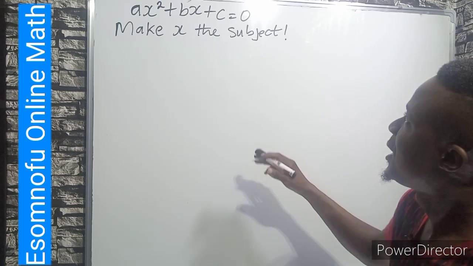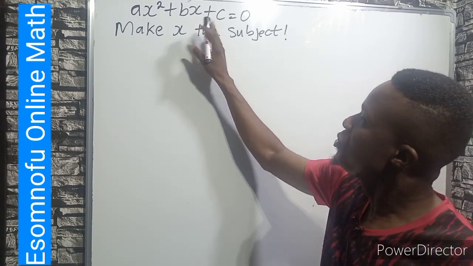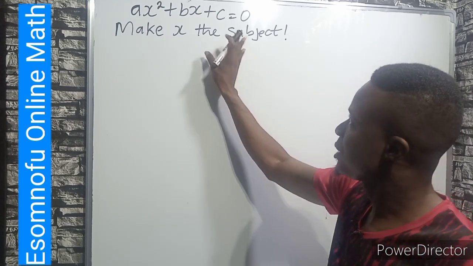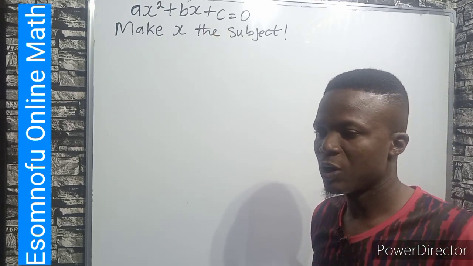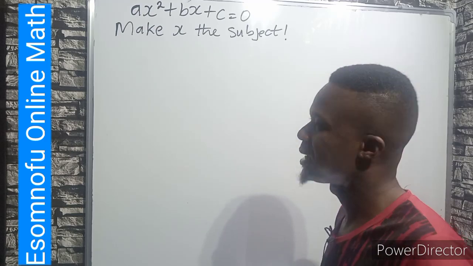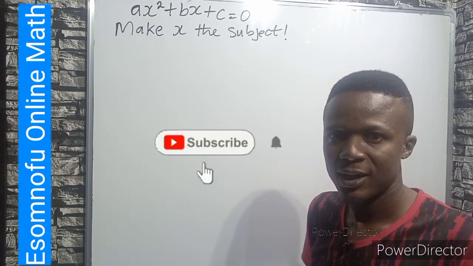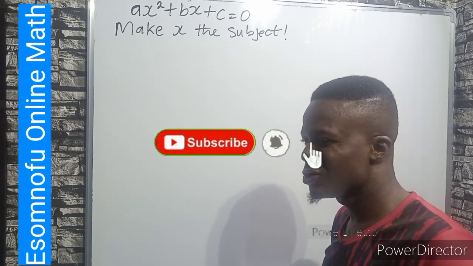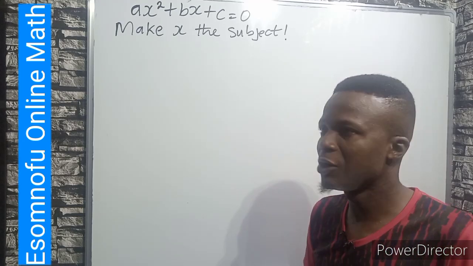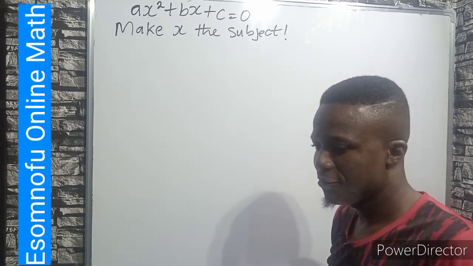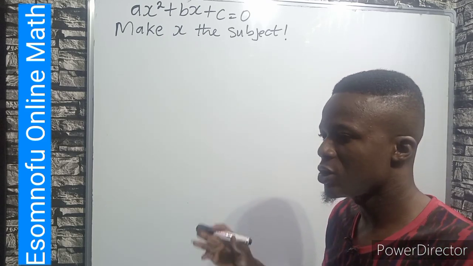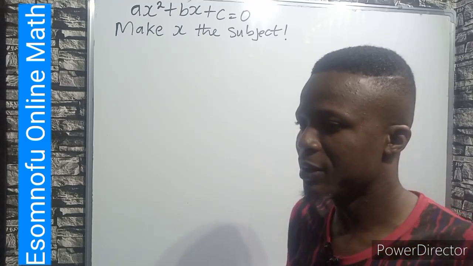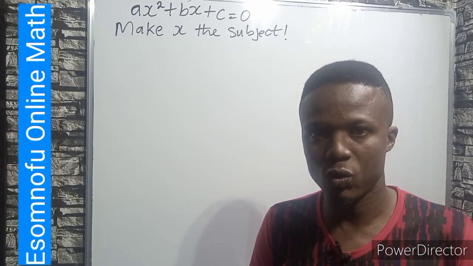In this video, I'm going to use the completing square method of solving quadratic equations to make x the subject of the formula. This is because there is no other means that you can utilize in order to make x the subject of the formula here. If you try to factor out or do anything else, you cannot make x the subject. Therefore, the only means through which x could be made the subject of the formula here is to utilize the completing square method of solving quadratic equations.